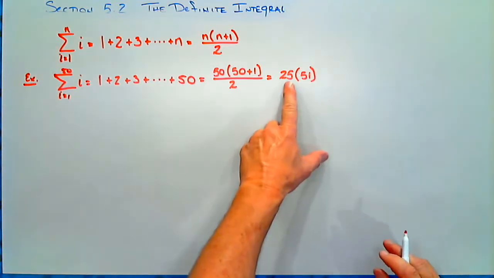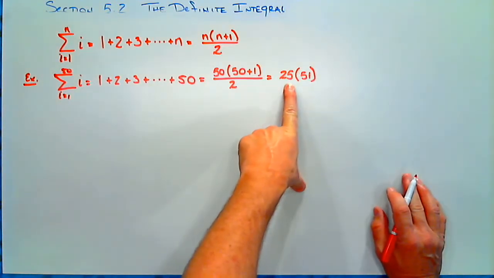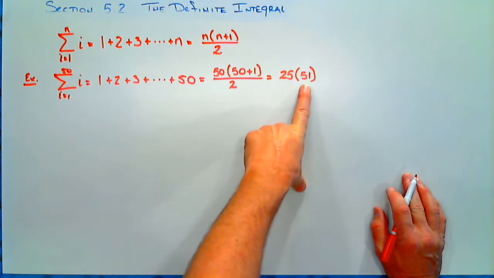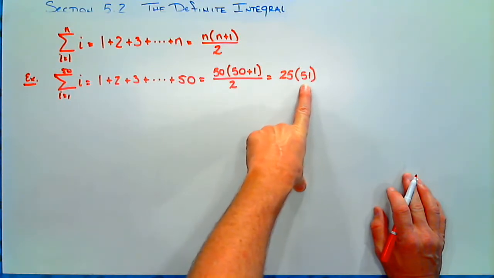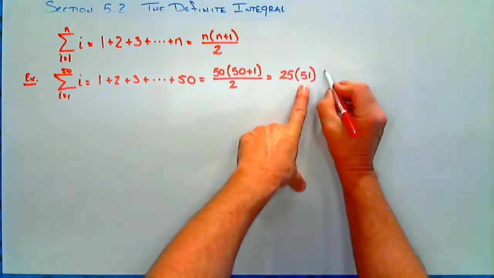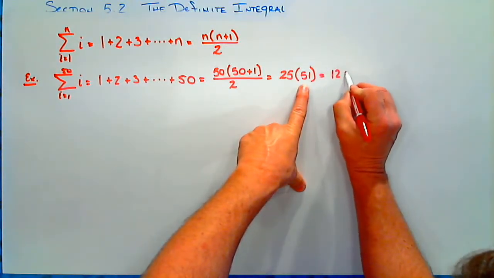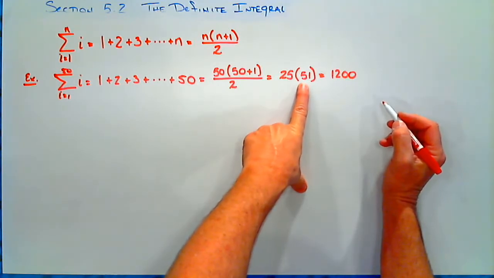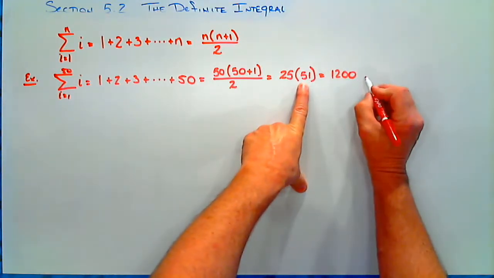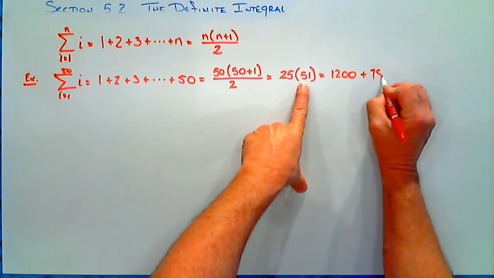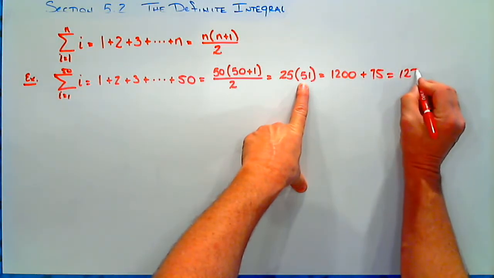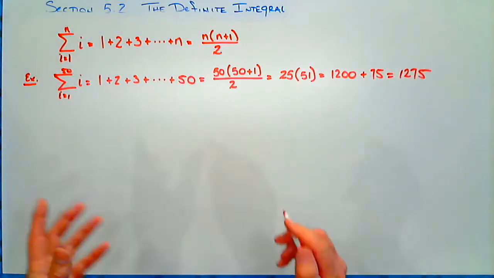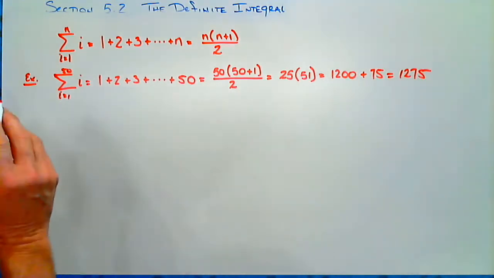And for every 4 25s, we get 100, right? 4 goes into 51. 4 times 12 is 48. So that's going to be 1,200. That leaves us 3 left. 48, 51, 3. And that's going to be 75. So this is going to be 1,275. Right? So we need to know that formula.